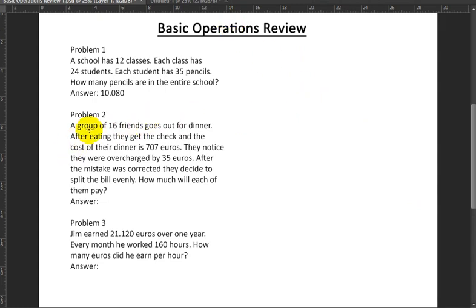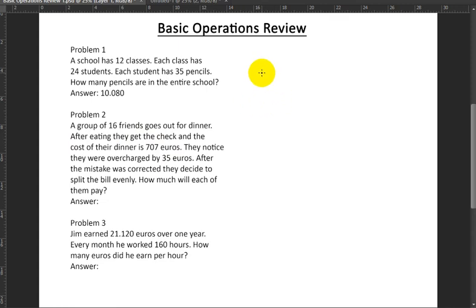Next problem. A group of 16 friends goes out for dinner. After eating, they get their check, and the cost of their dinner is 707 euros. They notice they were overcharged by 35 euros. After the mistake was corrected, they decide to split the bill evenly. How much will each of them pay?